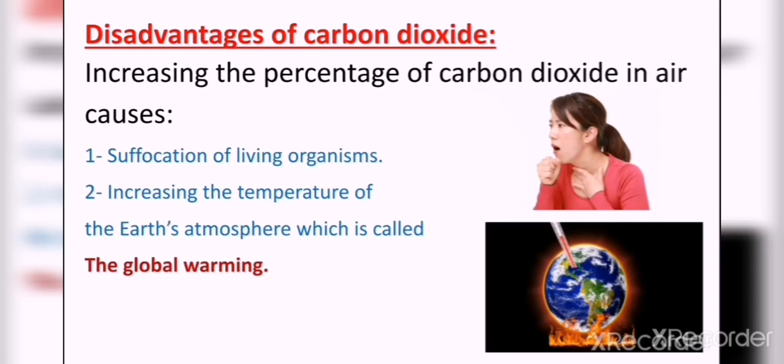So the disadvantage of the carbon dioxide gas, by increasing the percentage of the carbon dioxide gas in the air, is that it will cause suffocation of the living organisms and increase the temperature of the Earth's atmosphere, which is called global warming. So global warming is an increase in the temperature of the Earth's atmosphere.